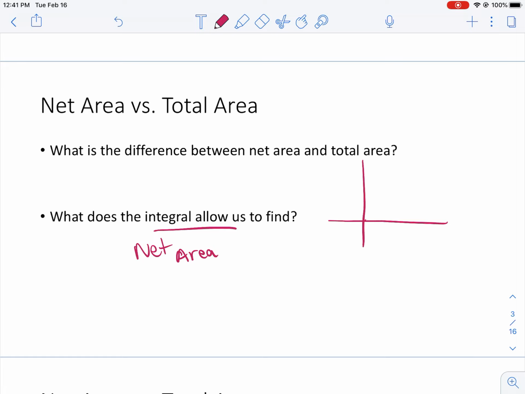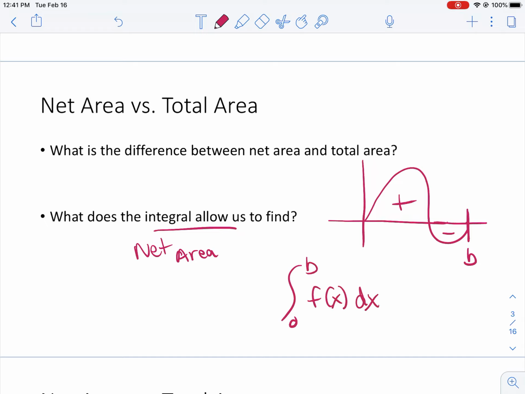Net area would have all of the areas above the x-axis come out as a positive result. The physical areas below the x-axis would come out as a negative result. So for example, if this was b, the integral from 0 to b of this function would be the net area, the positive physical area and the negative physical area netted together.